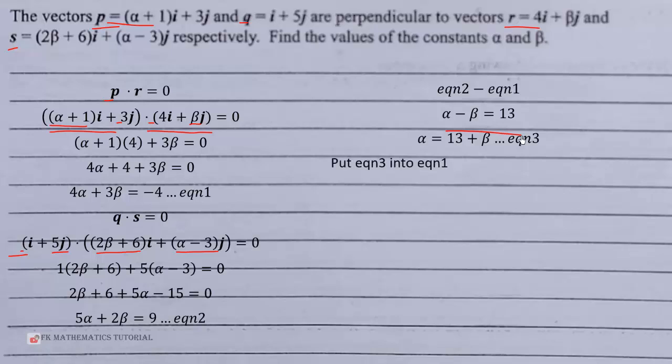So I can fix it into equation 1 or any of the equations, preferably equation 1. So wherever I see alpha in equation 1, I put 13 plus beta. Now we expand to get 52 plus 4 beta plus 3 beta equal negative 4. So 7 beta equal negative 56, beta we got negative 8, alpha we got 13 minus 8, which is 5.